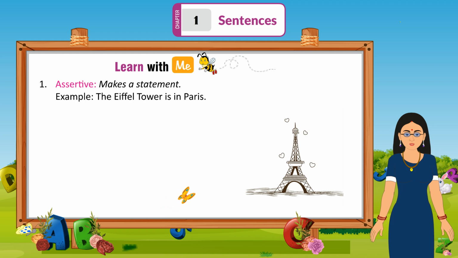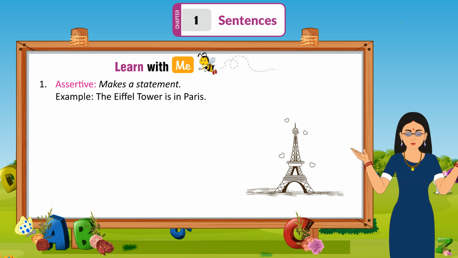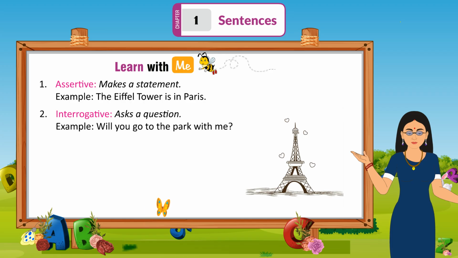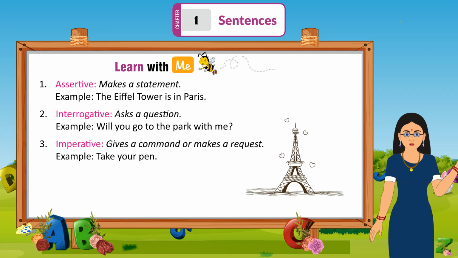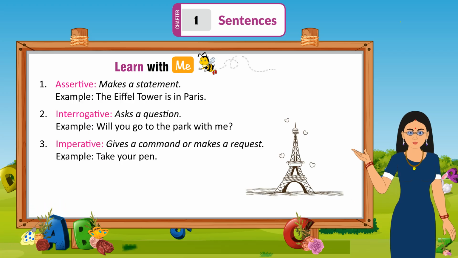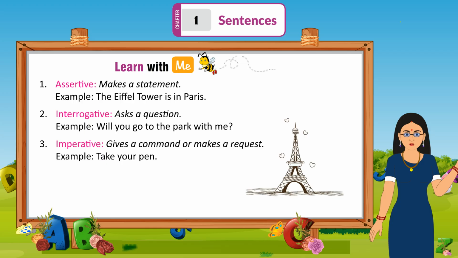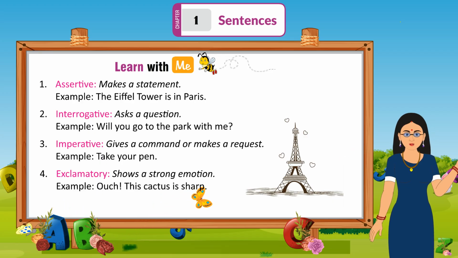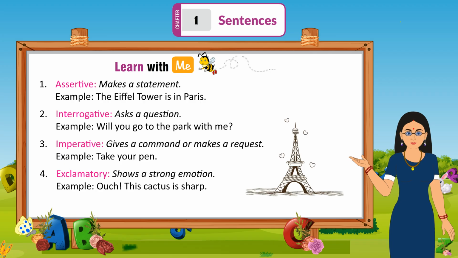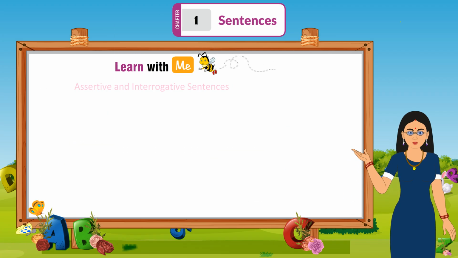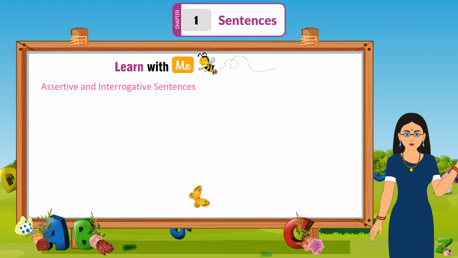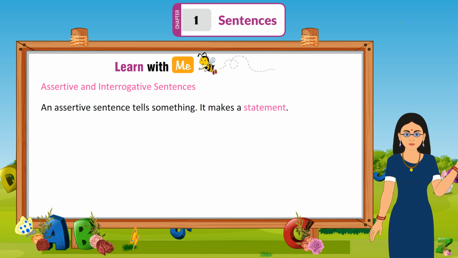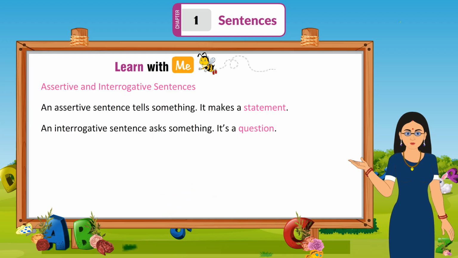Assertive makes a statement. Example: The Eiffel Tower is in Paris. Interrogative asks a question. Example: Will you go to the park with me? Imperative gives a command or makes a request. Example: Take your pen. Exclamatory shows a strong emotion. Example: Ouch, this cactus is sharp. Learn with me. Assertive and interrogative sentences. An assertive sentence tells us something. It makes a statement. An interrogative sentence asks something.